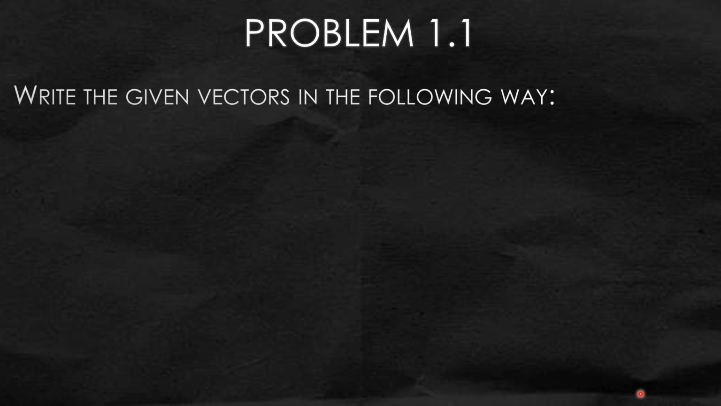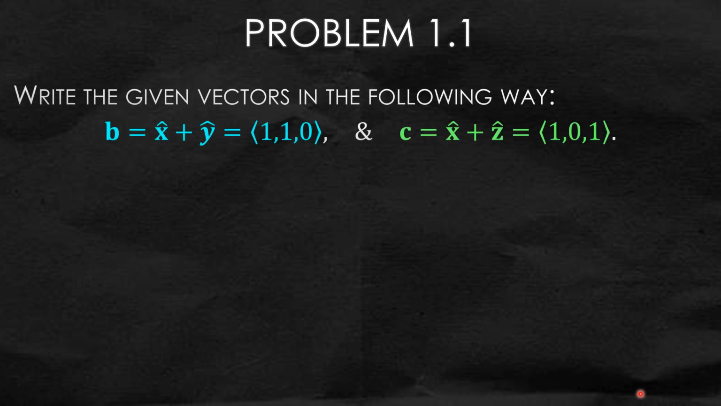So to kick things off with problem 1.1, we can write the given vectors in the following way. That way we can bridge the gap between unit vector and angle bracket notation. So b is given as x hat plus y hat. Now what's multiplying x hat and y hat is just 1. So we put 1 in both the x and y spaces respectively, and we don't have anything in the z hat, so we put a 0 there. Again, these are the vector brackets or angle bracket notation, and that's a little more indicative that we're dealing with vectors as compared to parentheses, which tells us that it could be a point in space. So just a little distinction there.